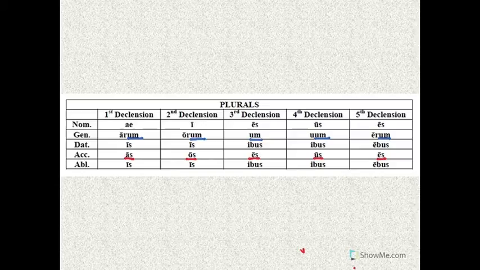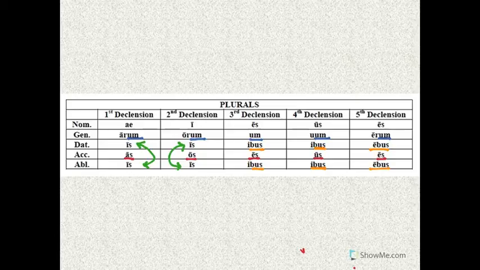Okay. You might have also noticed that the dative and ablative plural is the same for the first and the second declension. Long IS or is. In addition, the ending bus runs throughout the third, fourth, and fifth. We have ibis for the third and fourth, and abus for the fifth declension.